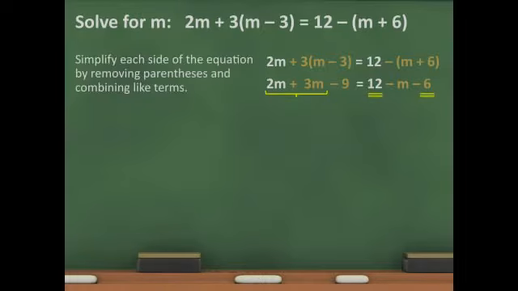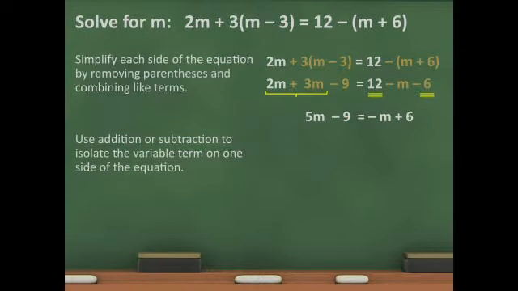We'll now collect terms on each side. On the left side of the equation, the 2m plus 3m will give us 5m. On the right side, we can collect the 12 minus 6 to just give us 6. So the resulting equation becomes 5m minus 9 equals minus m plus 6.